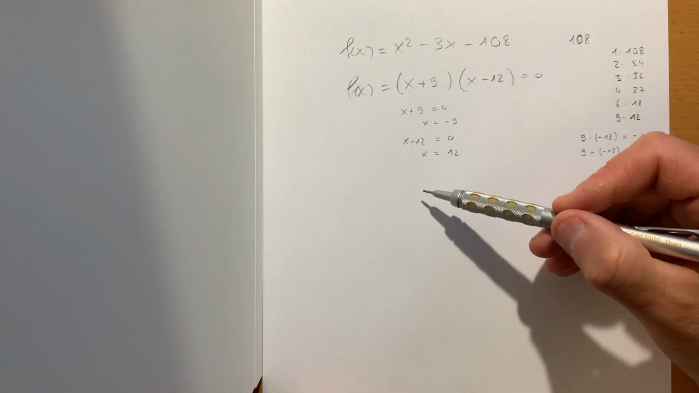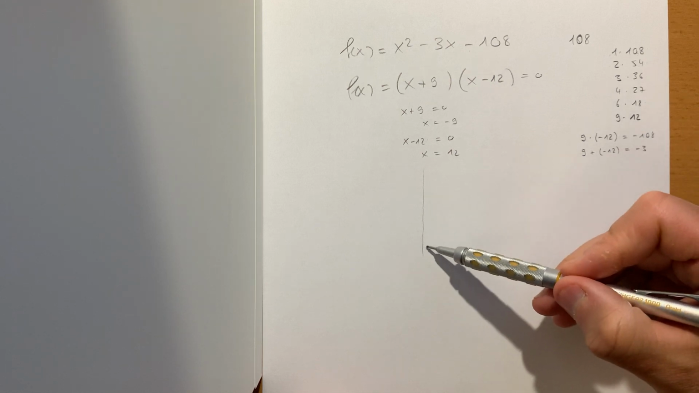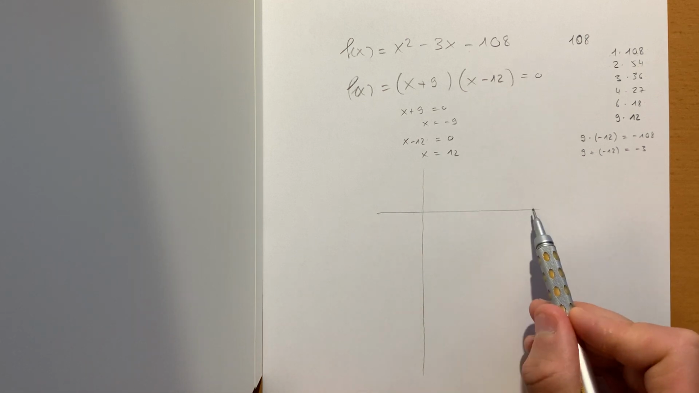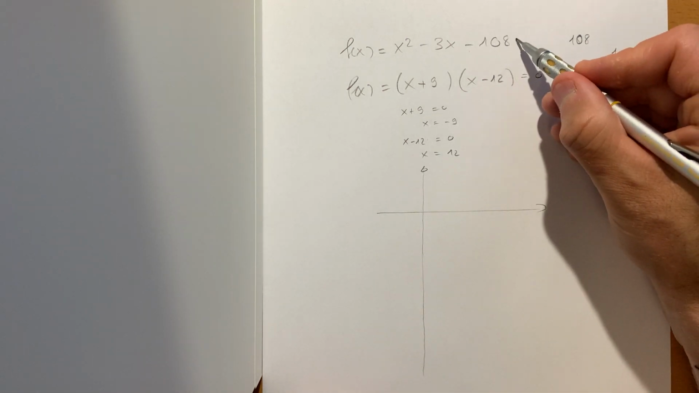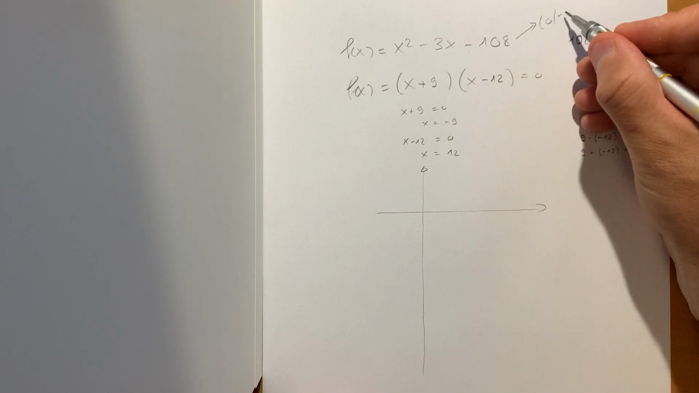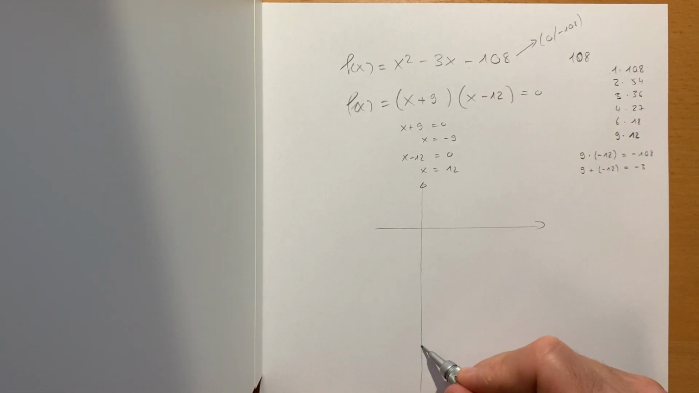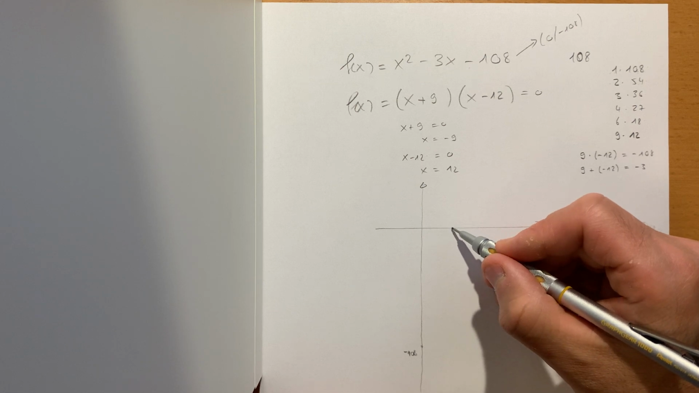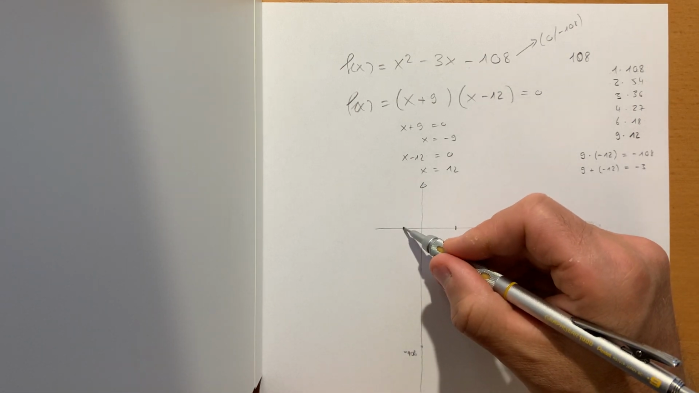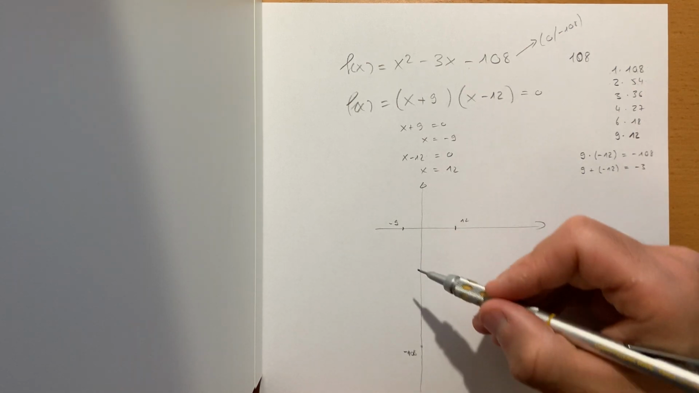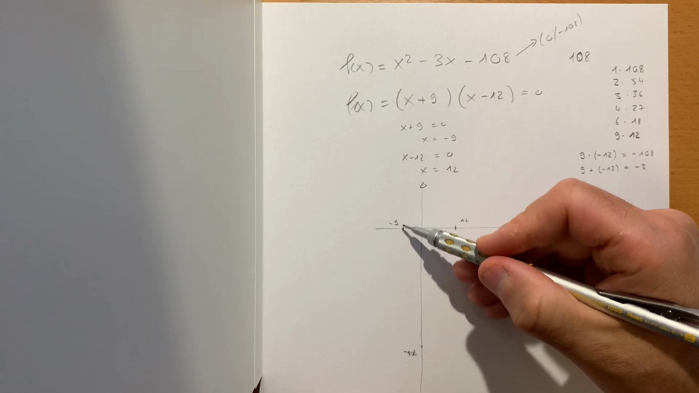Now, you already know that your function is going to look somewhat like this. Your y-intercept is at 0, minus 108. So that could be down here. Then you have your 12 out here, why not? And your minus 9 would be somewhere here, and this is 12. So you could draw your graph already, like this.